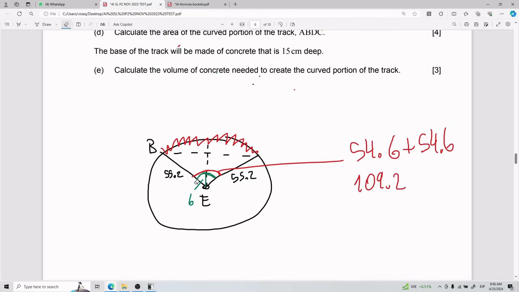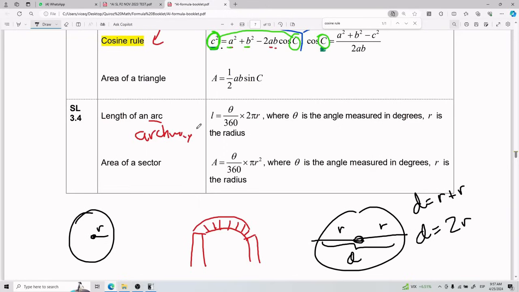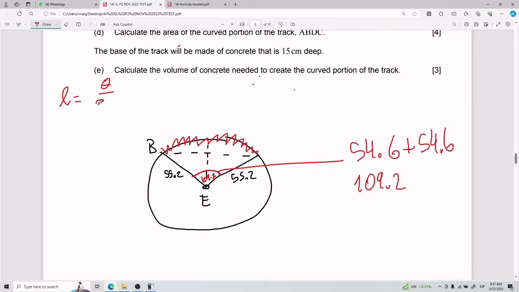Okay, now we're getting somewhere. So now I can erase this stuff in green. This whole thing in red is 109.2, right? And so if this whole thing in red is 109.2, now I can plug in the length of an arc. So the length of an arc we said was theta divided by 360 times 2 pi r. So from here you can plug in theta, which is going to be 109.2 divided by 360 times 2 times pi times r, which we said was this guy here, 55.2, right?